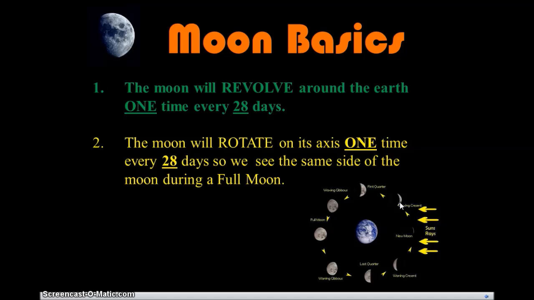It takes 28 days for the moon to make one complete spin or rotation around its axis. So as it's revolving around the Earth, it's also rotating on its axis, and it takes approximately 28 days for a revolution and also 28 days for a rotation.